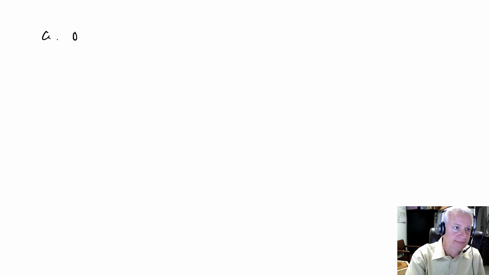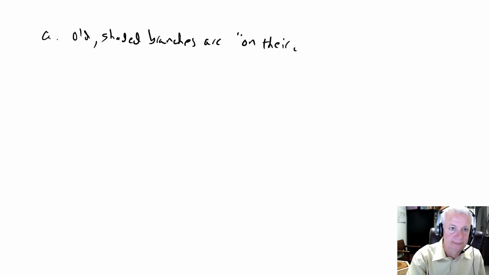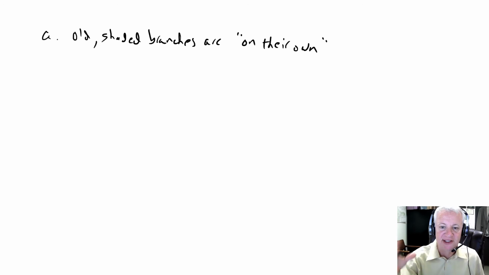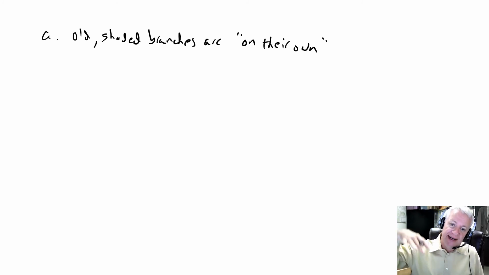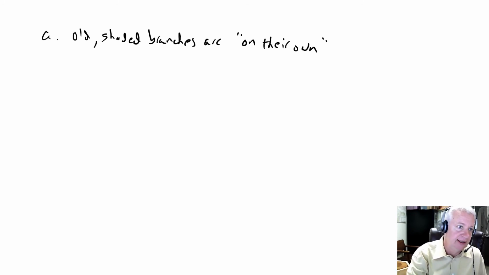So there's a few take-homes from the branch autonomy literature. The first is that old shaded branches are on their own. So that means those lower branches in canopies are not going to import carbohydrate from the rest of the tree. And that also indirectly implies that probably one of the mechanisms of branch death, when we see canopy recession, is just carbon starvation of branches in the lower canopy.